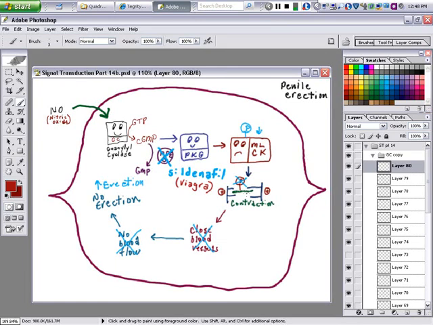There is an enzyme. Do you want to keep the cyclic GMP around all of the time? No, you don't. There's an enzyme that breaks down this cyclic GMP into GMP. In penile erection, what is the name of that enzyme? Phosphodiesterase 5. What is the scientific name of the drug that blocks phosphodiesterase 5? Sildenafil. What is the common name of this drug? Viagra.